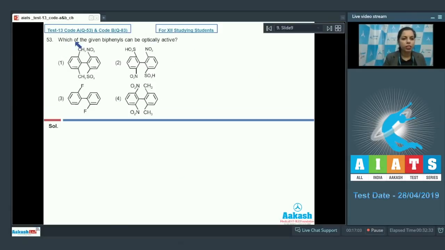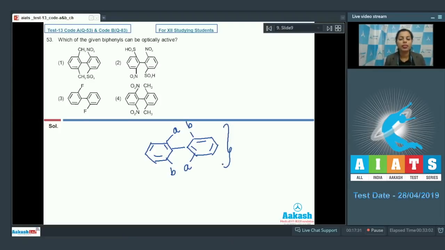After this, question number 53. Which of the given biphenyls can be optically active? Asymmetric compounds should be these. So if I talk about biphenyls of the structure, this is biphenyl, you know, and if some bulky groups are present in this way, here, this way, such type of biphenyls are optically active. And one more thing, these A and B are some bulky groups. Just choose this type of biphenyl in the given options.